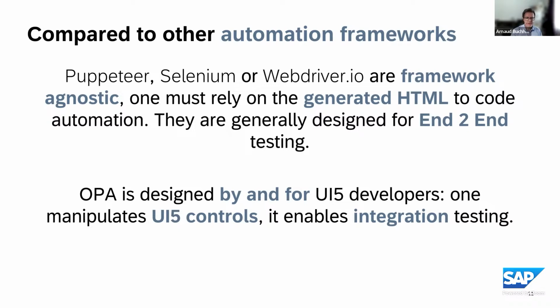OPA, on the other hand, is designed by and for UI5 developers, which means you don't manipulate HTML. Instead, you really manipulate UI5 controls. So when you develop the OPA code, you will say, I want to get my M button inside this window, and that's it. Then OPA will translate this into CSS selector or whatsoever, but it takes care of encapsulating this complexity inside the framework. So that's really convenient when you want to develop a test with OPA. And it enables integration testing, as I mentioned, because you are mocking the backend, so you can test the UI without having a backend behind the scene.